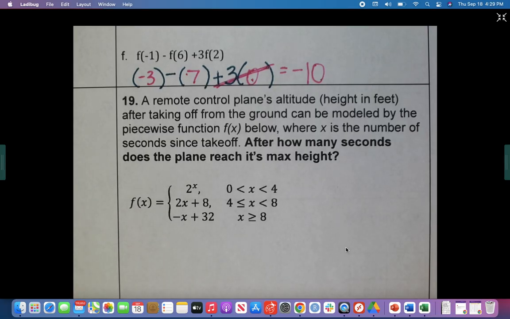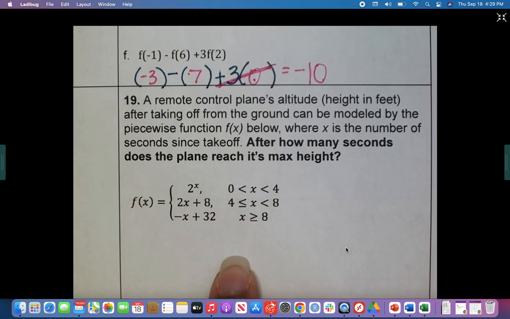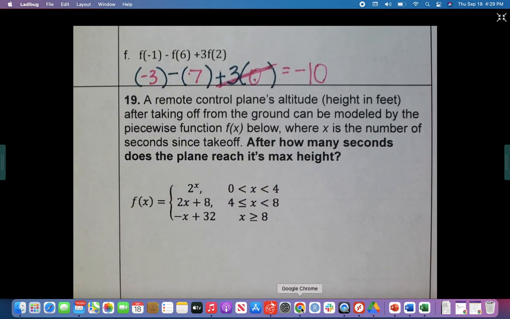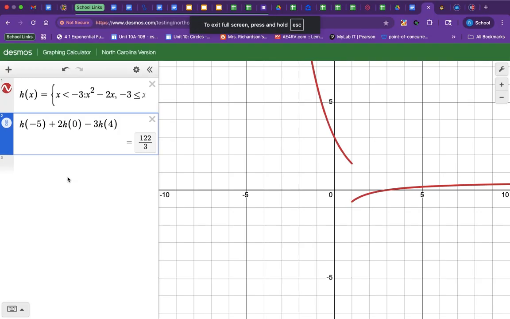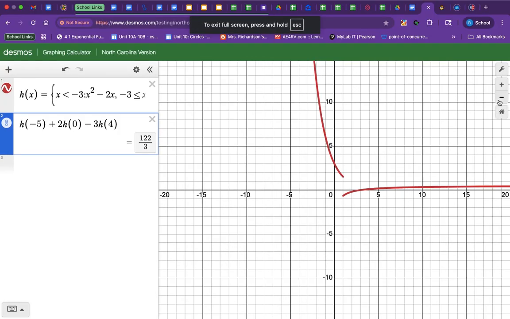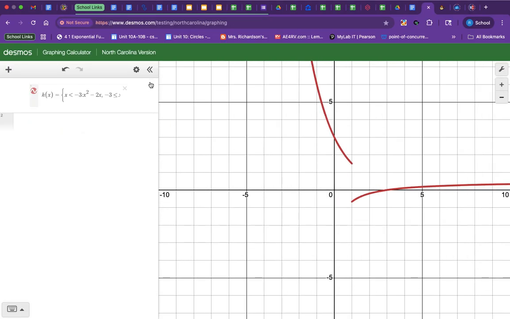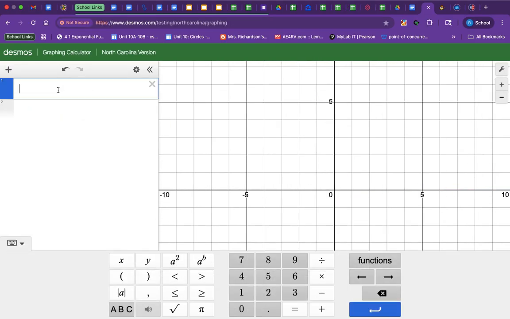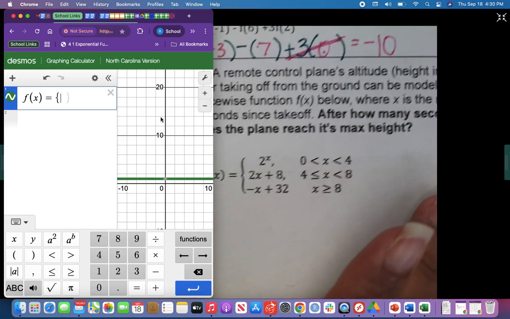So again, type this in on Desmos so you can actually look at the graph. So if you notice, every time I've typed in the piecewise functions, it graphs it for me. Let me zoom out. So there it is. It graphs it for you so you can look at it. So I'm going to do the same thing. I'm going to type it in. So f of x equals curly brackets. Let me pull it back up so y'all can see it as I'm typing in.